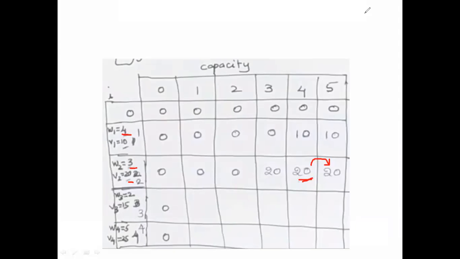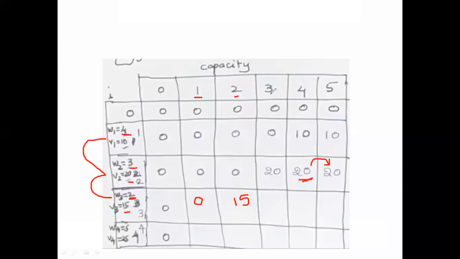Next we will see the third row. The third row is also similar. The weight is 2 kg. Here capacity 1. Is it possible to insert 2 kg into a 1 kg capacity bag? No, impossible. So the value is 0. Okay, for a 2 kg bag, 2 kg is possible. At that time you have to consider the previous also. Here 2 kg bag, so the 2 kg item we have to fill. So 15.